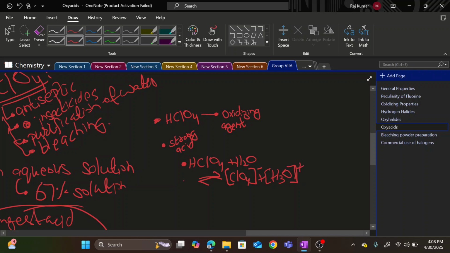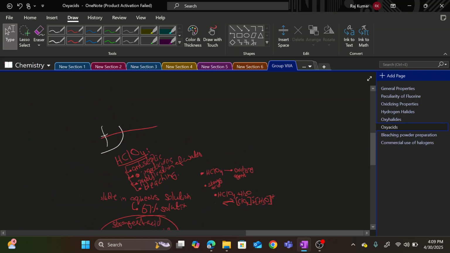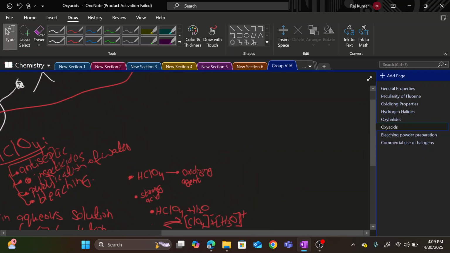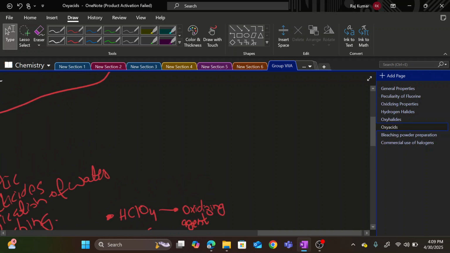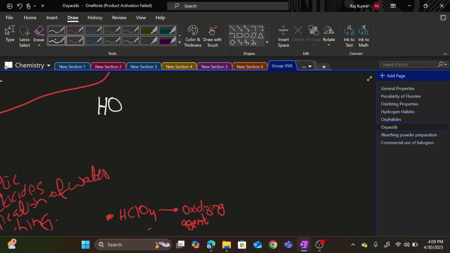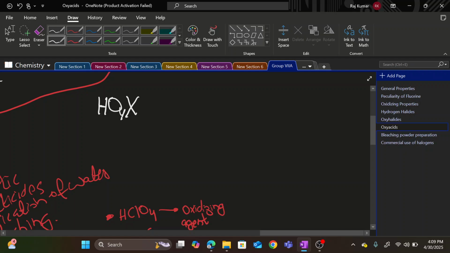And hydronium ions. Alright. And apart from that, there is a trend in the reactivity of the oxyacids as well that we need to understand. Here, this trend is this, that oxyacids having four oxygen atoms are more strengthful, have more acidic strength.